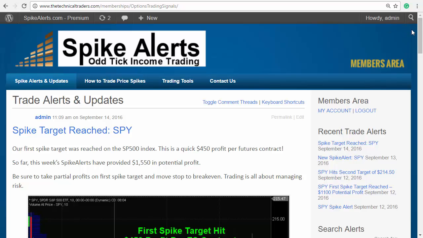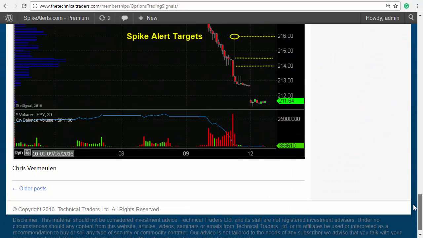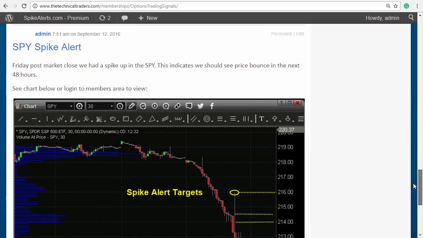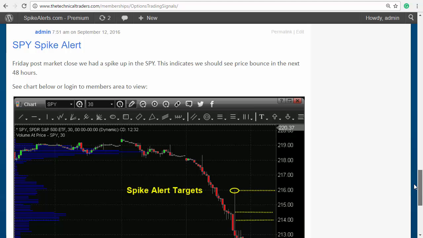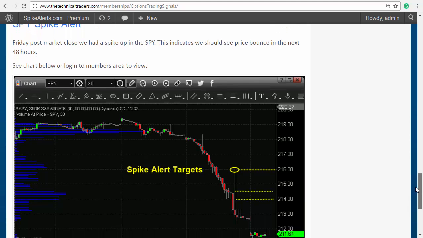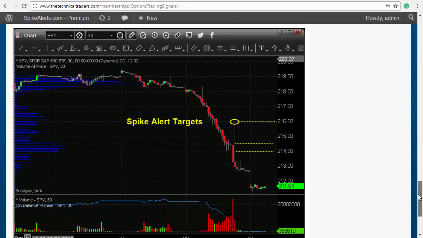So let's just move over here to the most recent or the last couple of price spikes. So this is September 12th. You can see at the top there, this is the SPY spike alert. Now let me cover a couple things really quick here. Spike alerts happen, I follow them in the SPY, USO, GDX, GLD ETFs. Now, I only use the ETFs because that's where I've only been able to find them. That being said, for this example, it's the SPY.